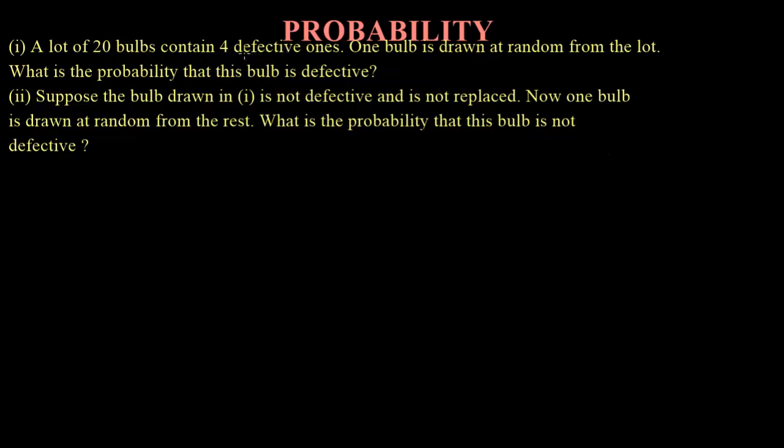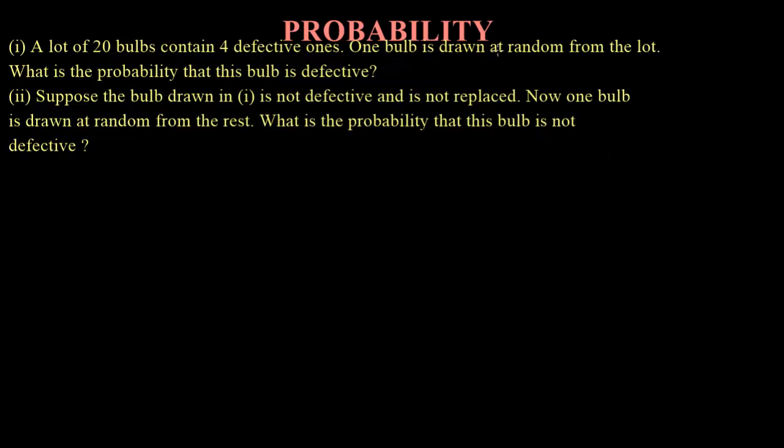Understand the difference between this and the previous one. In that question, they gave the numbers separately. They did not say that out of 132 pens some are defective. They said this many pens are defective and this many pens are good ones. But here in this question, they are saying that there are 20 bulbs and it contains 4 defective ones. So there are 20 bulbs and out of that 4 are defective.